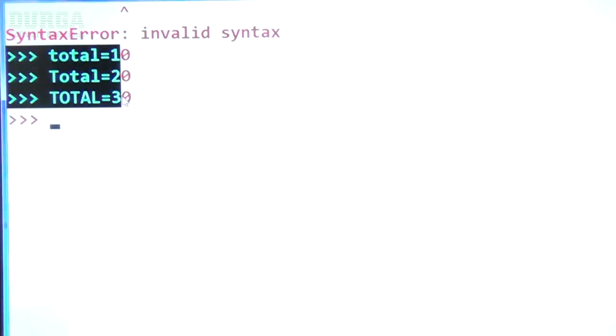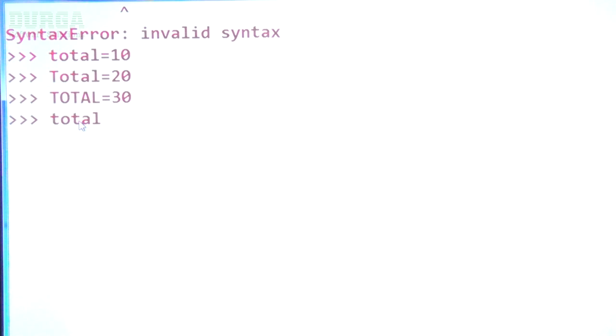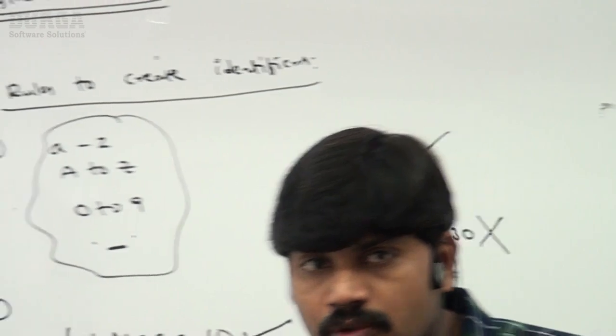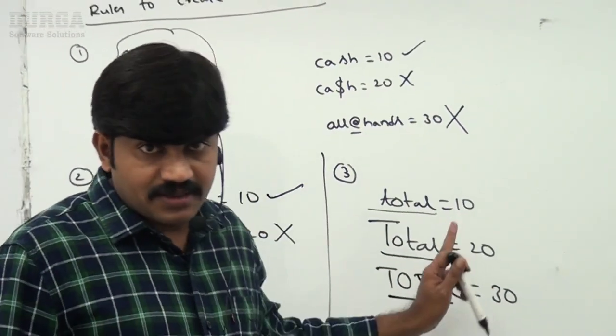Three variables I declared, sir. So, with respect to case, you can differentiate. Suppose I am asking for the value of total. 10 is the answer. If I take total, what is the answer? 20 is the answer. If I take total, what is the answer we have to get, sir? 30 is the answer we are going to get. So, the terminology is very clear for you people, right? So, Python identifiers are case sensitive.